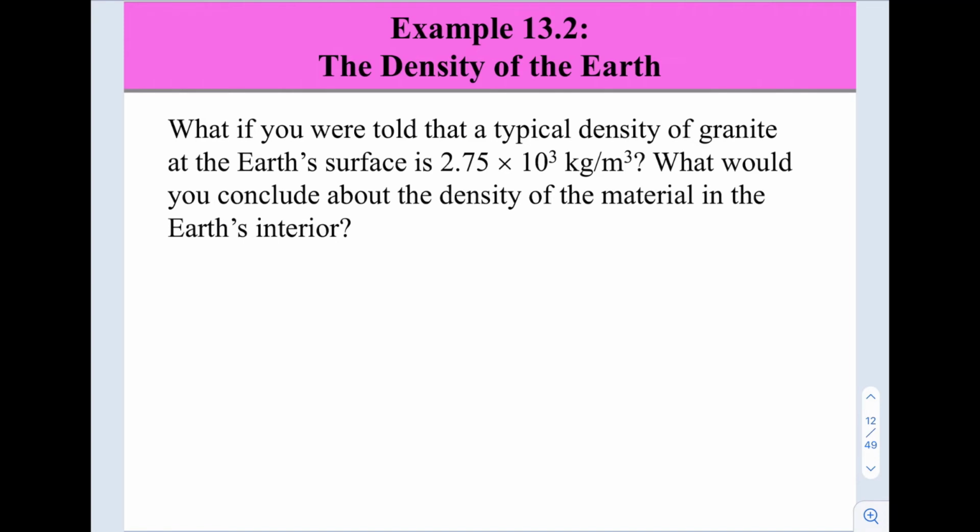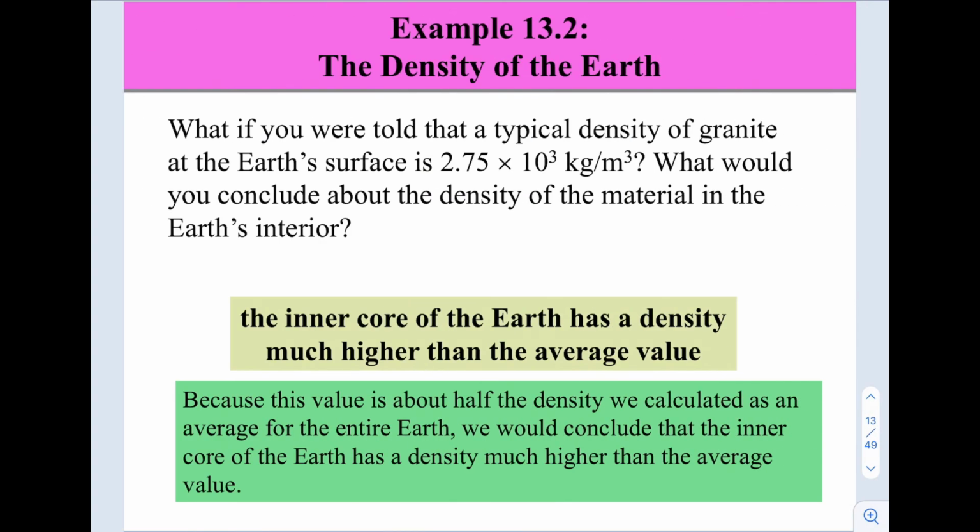What if you were told that a typical density of granite at the Earth's surface is 2.75 × 10^3 kilogram per meter cube? What would you conclude about the density of the material in the Earth's interior? As we know, granite is from the Earth's crust, right? So if this is the density of the granite, the value is about half the density that we calculated for the Earth, which is 5.5 × 10^3, right?